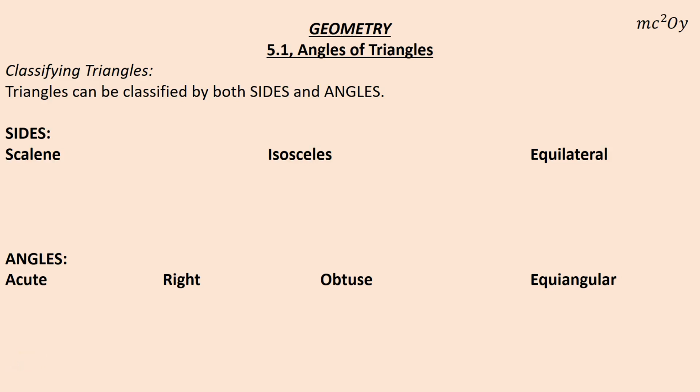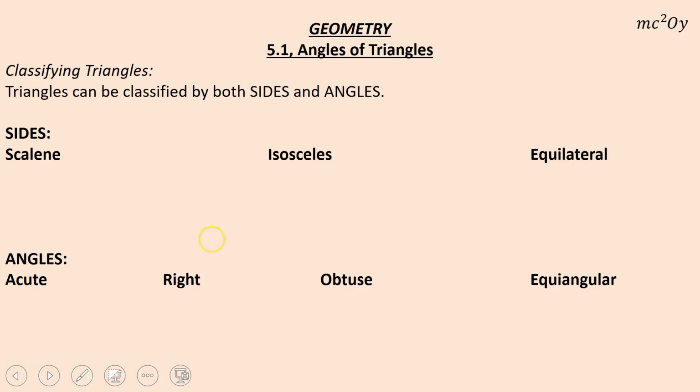All right, 5.1 angles of triangles. The first thing we're going to do is classify triangles. And you can classify triangles really in two ways. You can classify it by sides and by angles. So just to kind of review some terms. In terms of sides, we have scalene, isosceles, and equilateral.